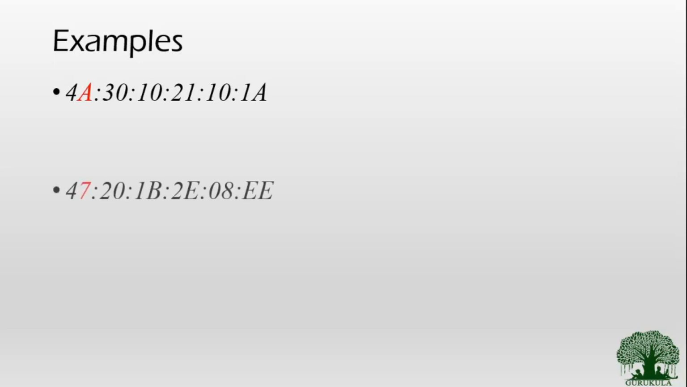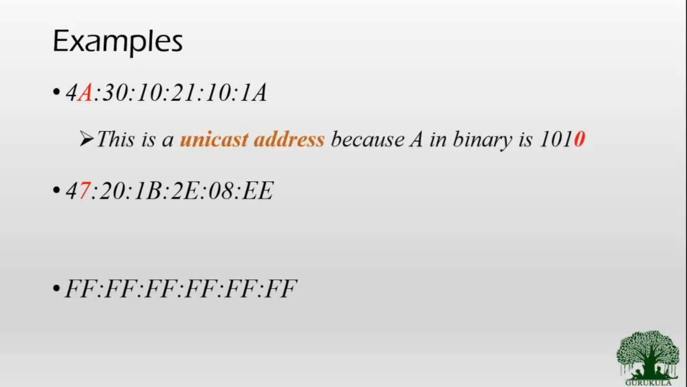Here I can put a few examples to identify whether the given MAC address is unicast, multicast, or broadcast. This is our very first example, and looking at the last bit of the first byte, we have A. This is a hexadecimal value, and when I expand A, it comes to 1010. So I can clearly see that the last bit of the first byte ends with 0. If it ends with 0, we can say that this particular address is a unicast address.